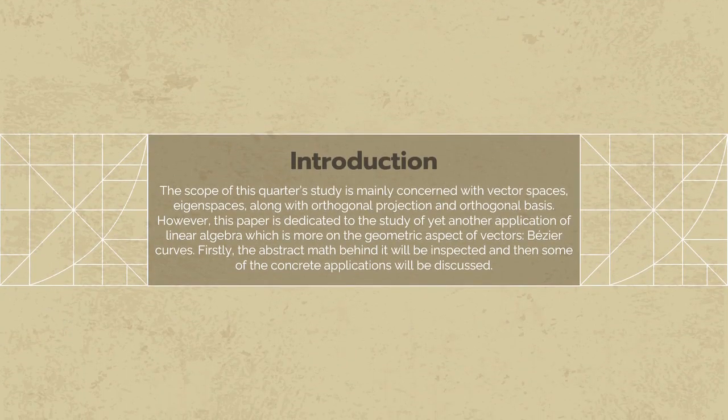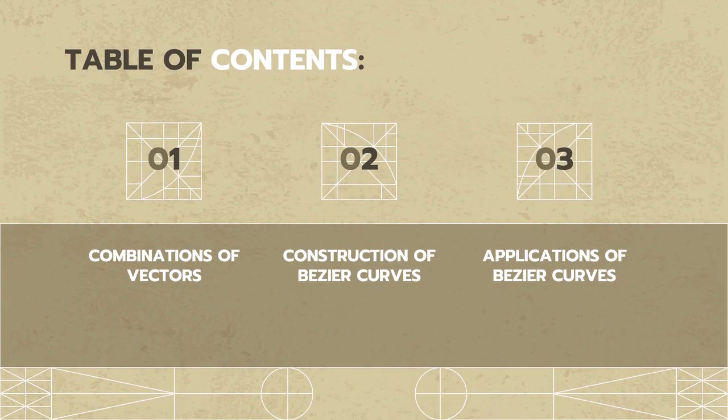The scope of this quarter's study was mainly about vector spaces, eigenspaces, orthogonal projections, along with applications of these concepts such as least square solutions and least square error, along with other applications and concepts. However, the scope of this report is going to be directed towards a more engineering and geometry related aspect of linear algebra.